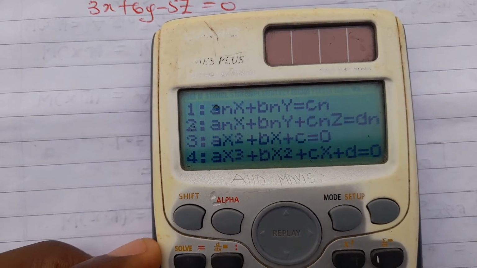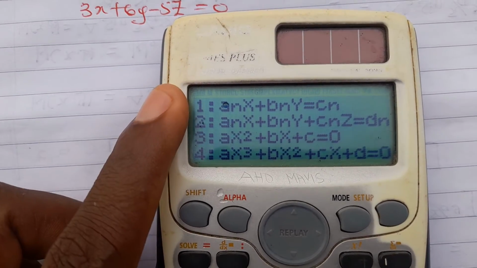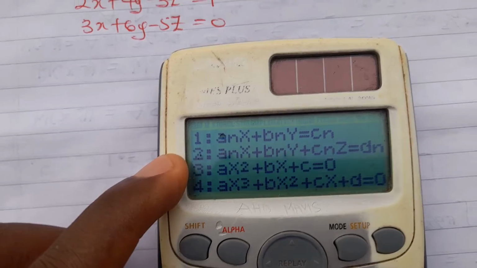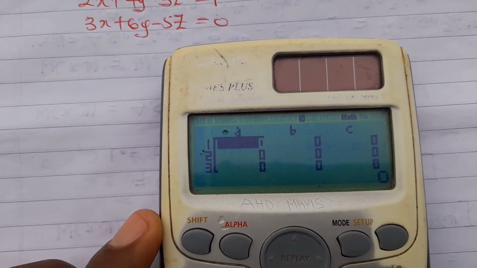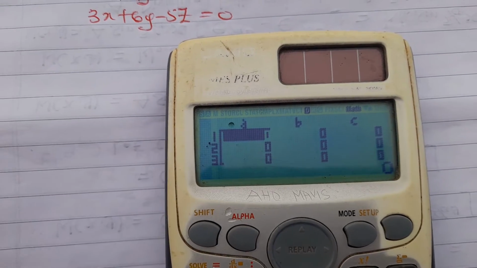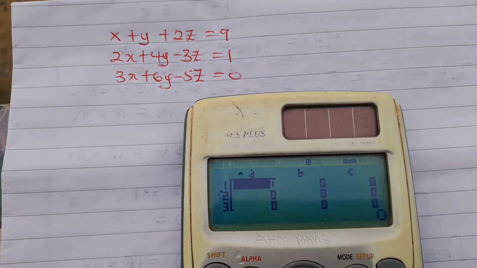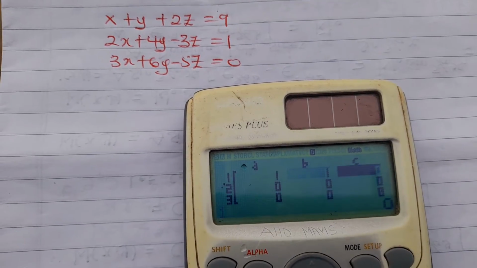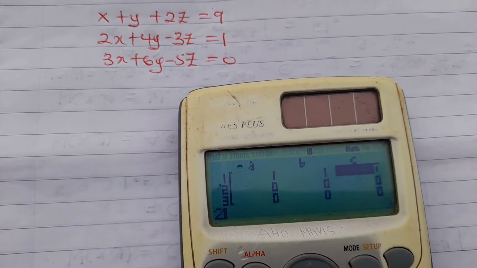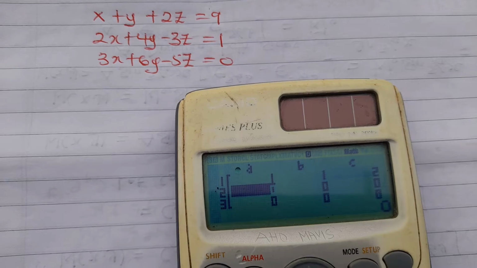So you press 5. Then you select the second one. Not 1 this time around, 2. 2 represents simultaneous equations in 3 unknown variables. So you select 2. Your task is just enter the coefficients. So the coefficient of the x there is 1. So 1 equal to. The y is also 1. So 1 equal to. Then the z there is 2. So 2 equal to. Then the constant is 9. So 9.